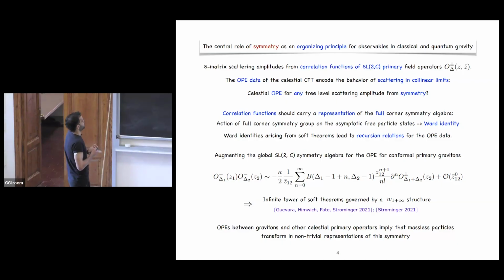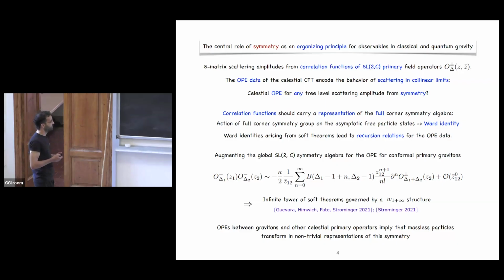Well, the idea is that correlation functions should carry a representation of the full corner symmetry algebra. The action of this corner symmetry group on these asymptotic particle states can be expressed in terms of Ward identities, which arise from the soft theorems, and this leads to recursive relations for the OPE data. So the hope is that these recursive relations are strong enough, or useful enough at least, to fix the OPE coefficients.